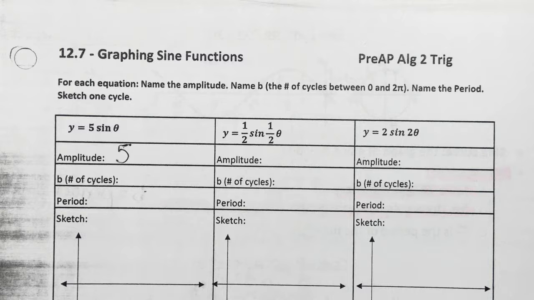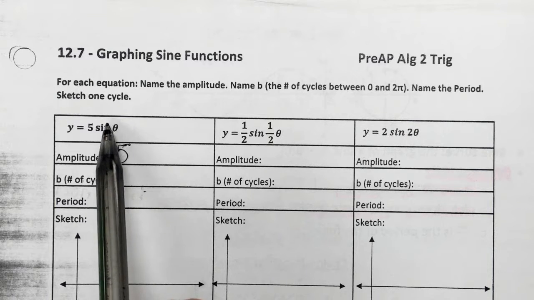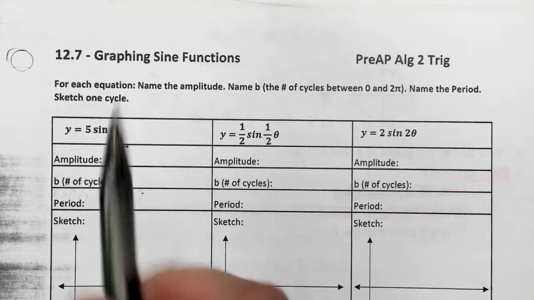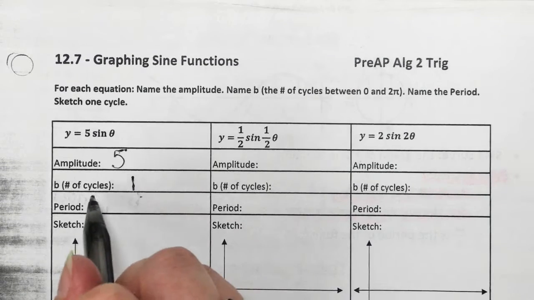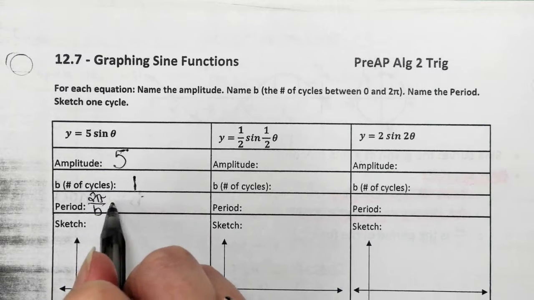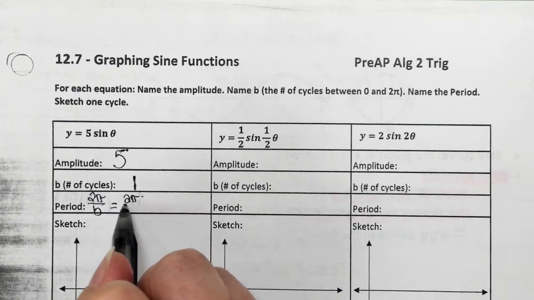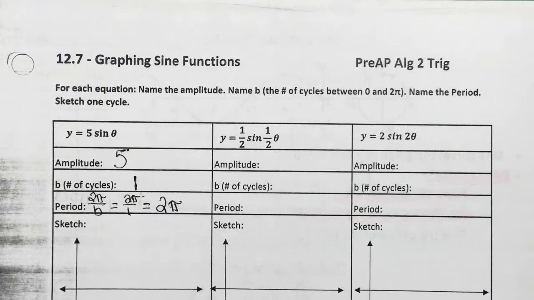All right. B is the number of cycles. So let's look at the number of cycles. It was right there in front of theta. What's understood to be right there in front of theta? 1. So there's only going to be 1 cycle. And the period, how did we find that? The formula for that was 2 pi over b, which in our case is 2 pi over 1, which reduces to 2 pi. All okay?